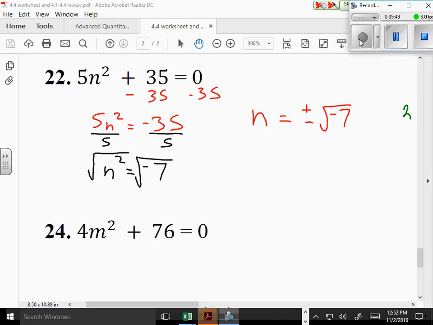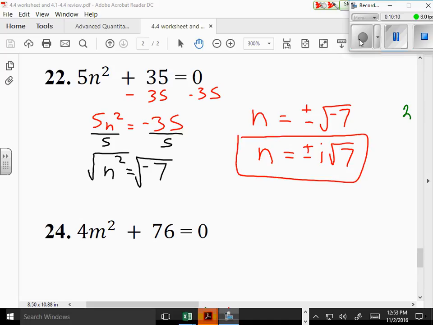Which means, what do I need to do? Pull the i out. Plus or minus i square root of 7. Square root of 7 doesn't have any perfect square factors. It's prime. So then that means that this is where I have to stop with my answer. Let's leave it under the radical.